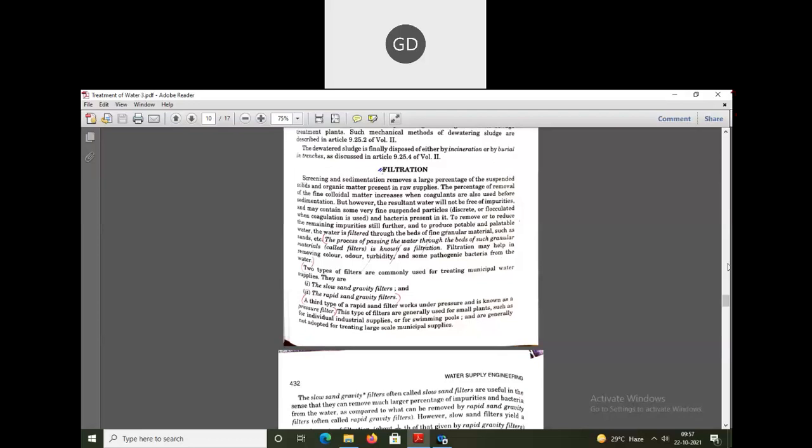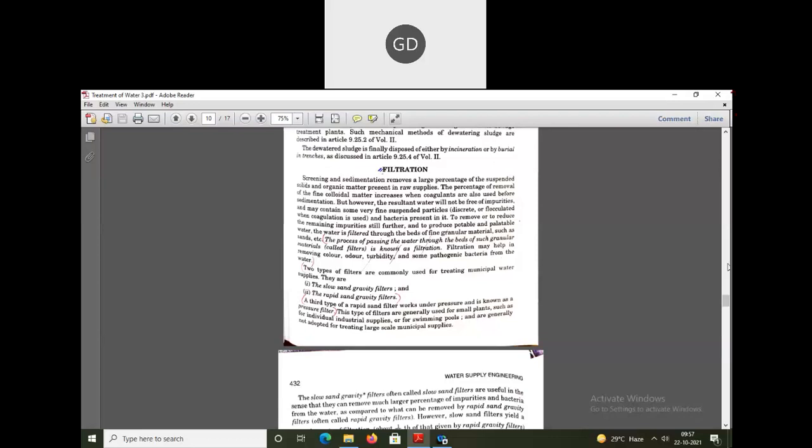So we do the filtration process so that the bacteria can be removed, and also the very fine suspended particles. Either it can be a discrete particle, or it can be a flocculated particle, so those can be removed. The process of passing the water through beds of such granular materials is known as filtration.